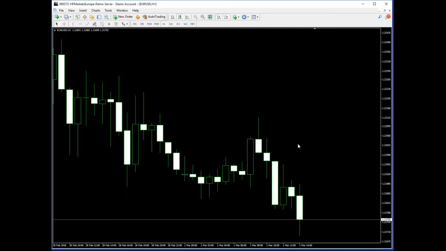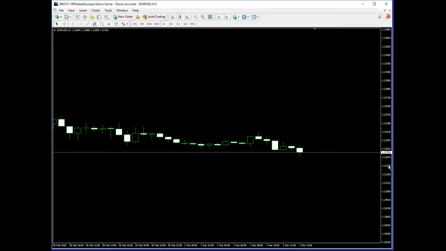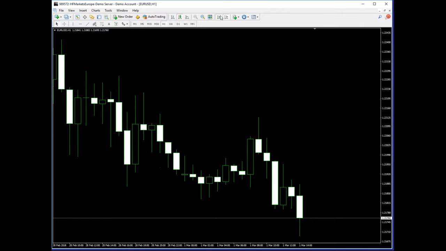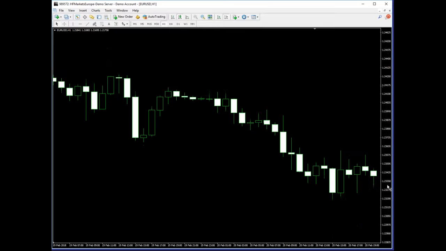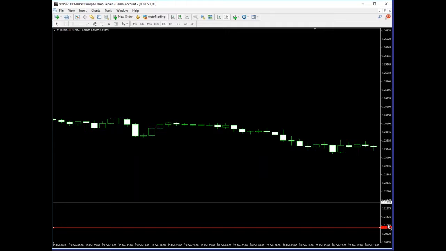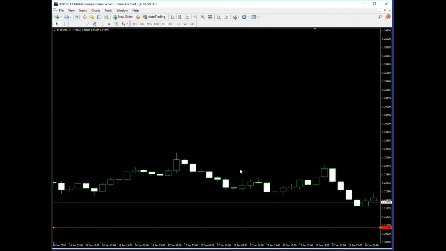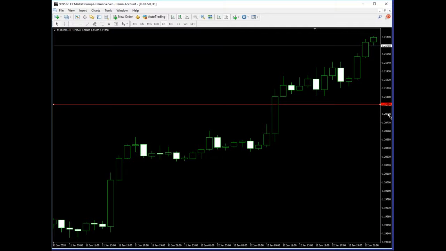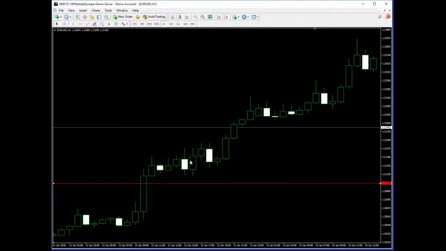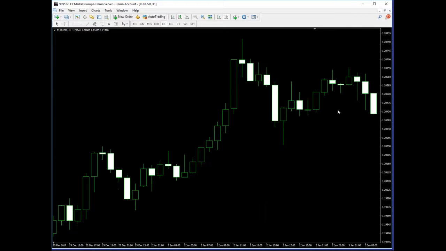Let's take a more recent and more logical level in this case. Let's jump down to a smaller round number, 1.21000. Let's see where that leads us. Well, it pierced right past it. No worries.